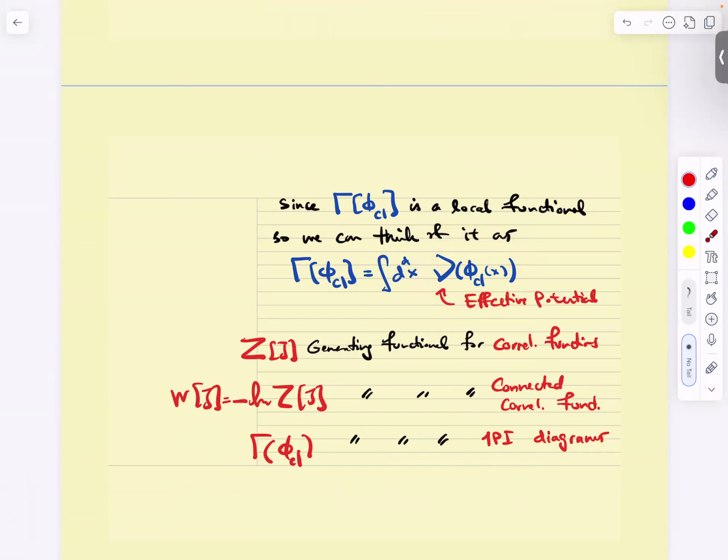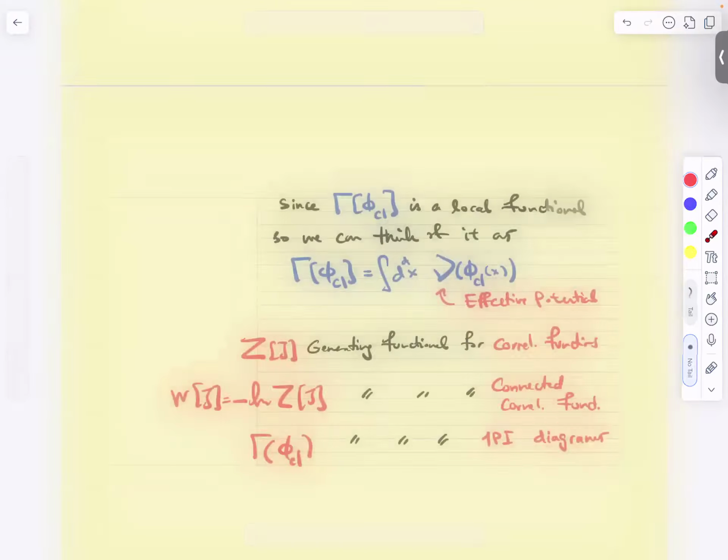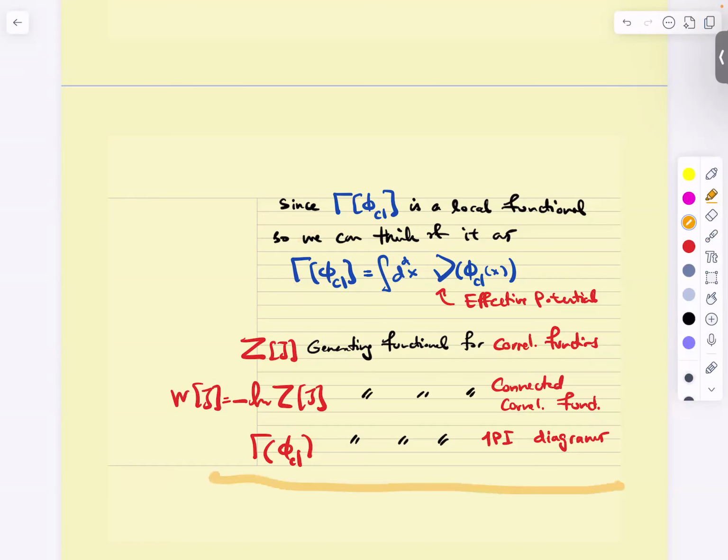Now, just a little recap. What remains to be said, the only other thing I want to tell you about the effective action, is what does it compute for you? Z of J is the generating functional for correlation functions. Minus ln of Z of J, W of J, is the generating functional for connected correlation functions. Gamma of phi classical is the generating functional for the 1PI diagrams. This is what I'm going to try to argue for in the remainder of this lecture and the next lecture.